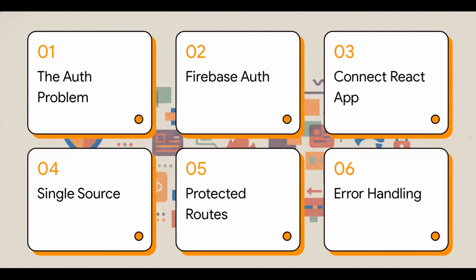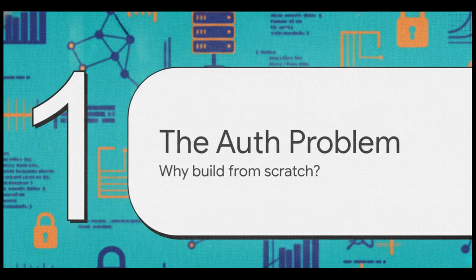Okay, let's dive into this. Here is our roadmap to demystifying authentication. We'll start with the authentication problem, meet Firebase Auth, connect our React app, establish a single source of truth, guard our protected routes, and finally, handle errors like a pro. Starting with Section 1, the auth problem, and why building from scratch is usually a bad idea.